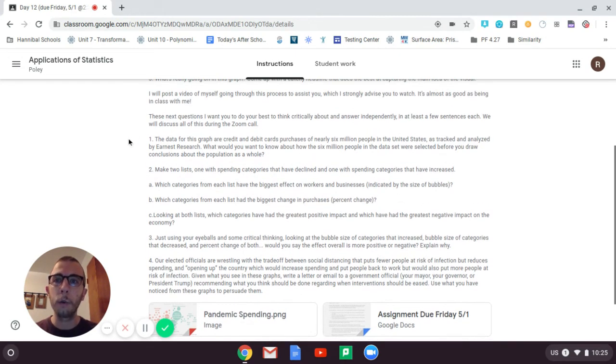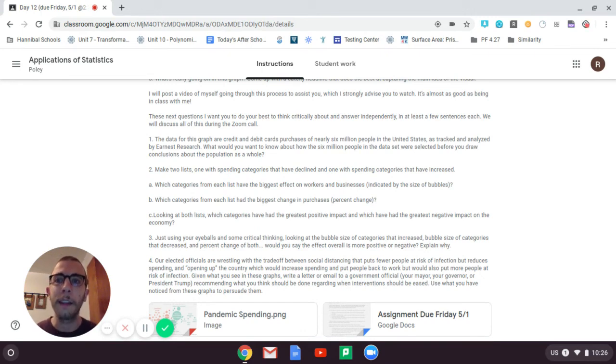There are a few questions again at the end, 1 through 4 here, that I want you to think critically about and answer independently in at least a few sentences so we can discuss these during the Zoom call. I'm going to read these now, okay, to make sure that you can hear what they are and hopefully understand them a little bit better from hearing somebody else read them.